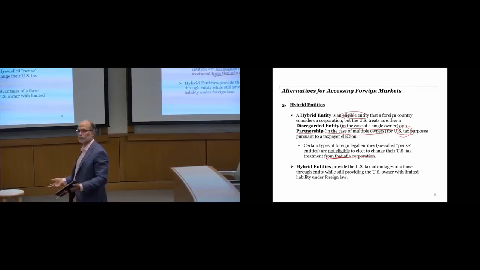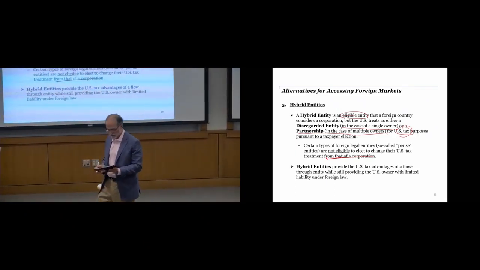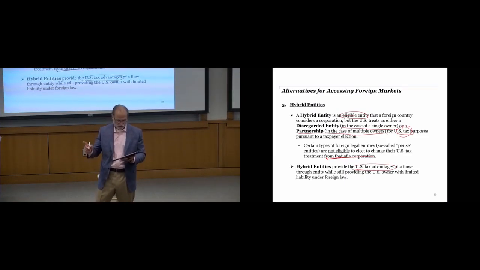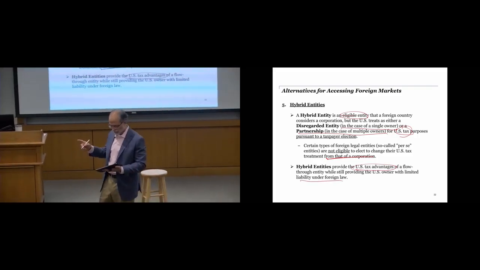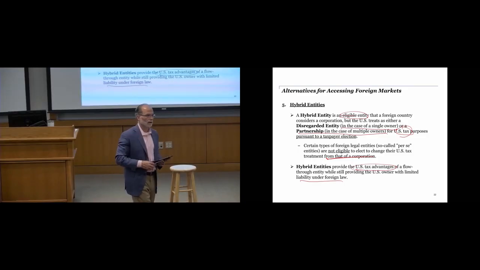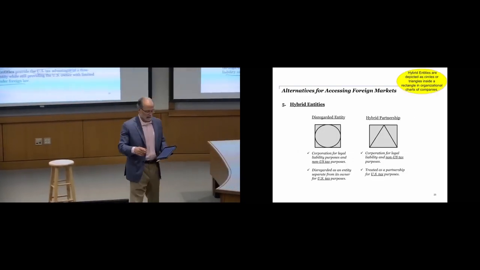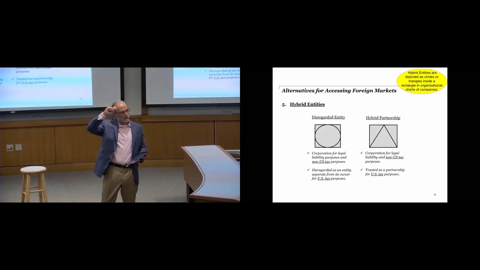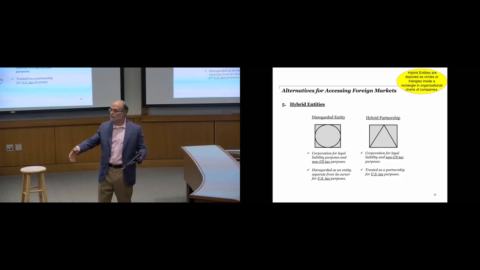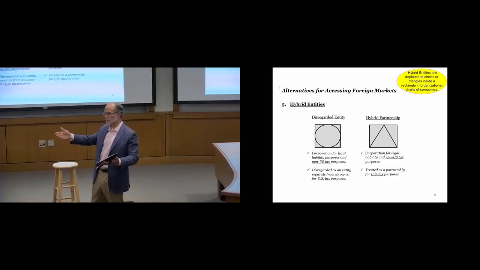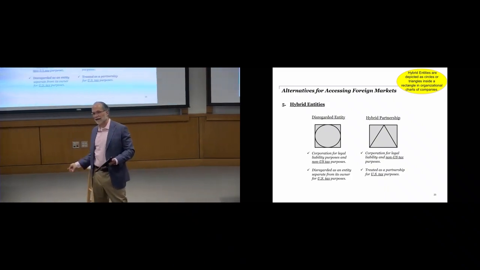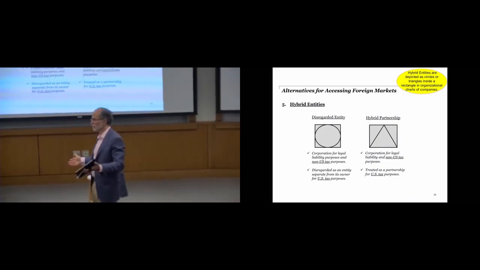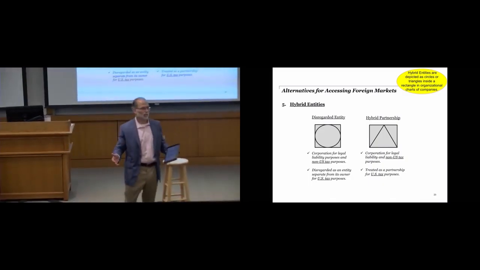So these are the entities that you'll be seeing people are using in hybrids. So hybrid entities provide U.S. tax advantages of a flow-through entity while still providing the U.S. owner with limited liability under foreign law. So I like to think of these things as you have to look at the symbols on the organizational chart, put your U.S. hat on, and say what is going on in this entity and the transactions in which it's involved, and then take that hat off and put your non-U.S. tax hat on. What does the rest of the world stakeholders think that this entity is and what its role is in the transactions it's doing?